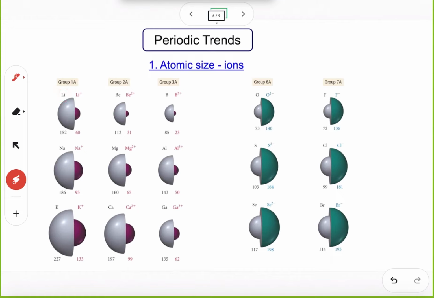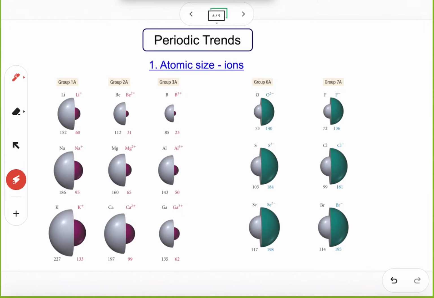Why is that? The reason is quite obvious, because in order to get the cation, the neutral atom has to lose electrons. Here you lose 1 electron, 2 electrons, 3 electrons. When you lose the electrons, of course the size of the ion will be smaller, because we know that the more electrons you have, the larger the size. The fewer electrons you have, the smaller the size. So a cation is smaller than its neutral atom.